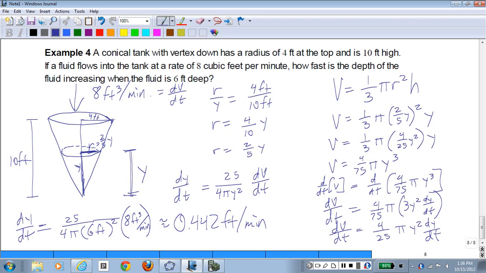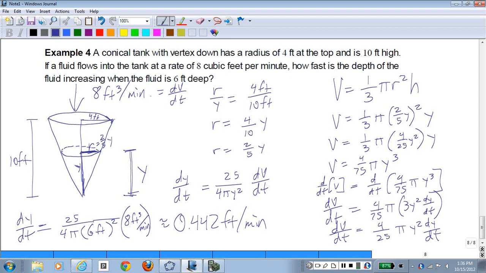Right. So what we'd expect if we let a minute go by, if the rate's not changing dramatically over that time span, is that whatever the height is, say 6 feet, a minute later it would be about 6.4 something feet.